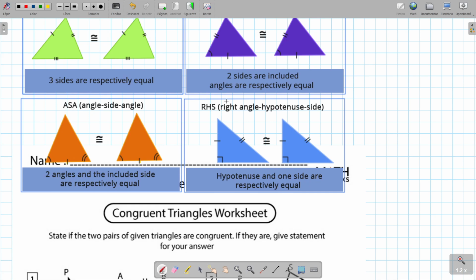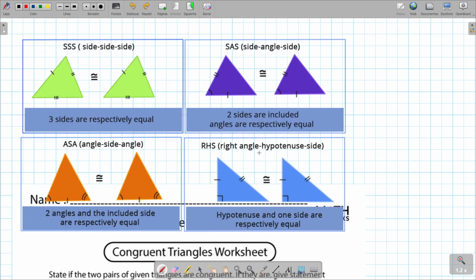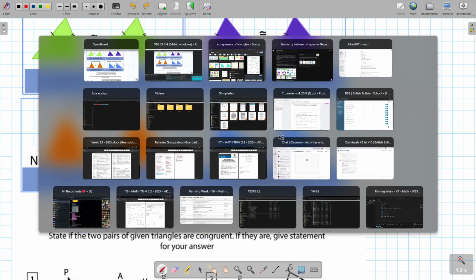And the last one, RHS, which means right angle, hypotenuse, side, which states that whenever we have the same hypotenuse, the same side apart from the hypotenuse, and of course, as the name says, the right angle, like you can see here, these two triangles are going to be congruent.